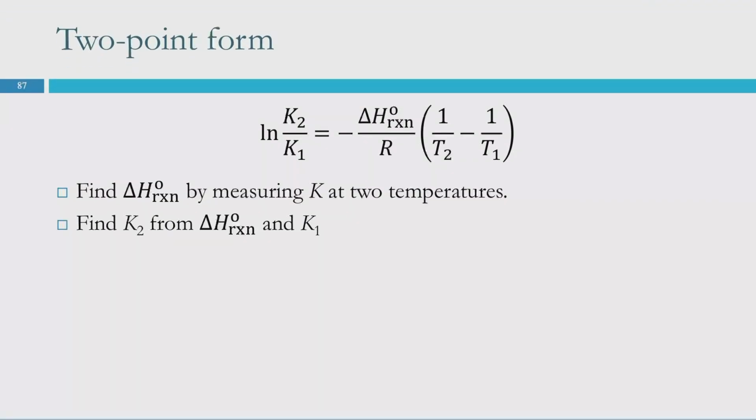We also have a 2-point form. I forget the other equation that we had a 2-point form for, but if you just subtract two of those, and then you condense the natural log stuff, temperature 2, temperature 1, and if you know the standard change in enthalpy of the reaction, then you could calculate K2, for example. Or if you had two K values, you could estimate your standard change in enthalpy of the reaction.